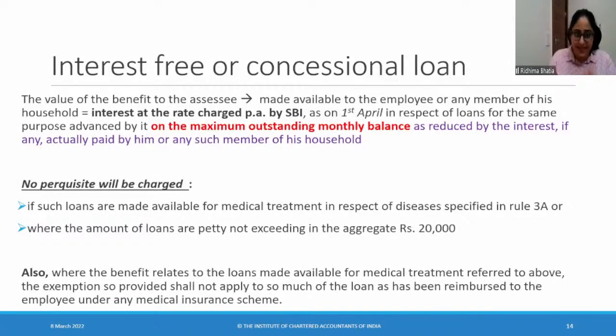Correct? Makes sense? If I had taken that loan at an interest in the market, obviously I would have borne certain expense. But now since I have given you that loan free of interest, that interest component which you did not pay is your perquisite. Correct? Yes.